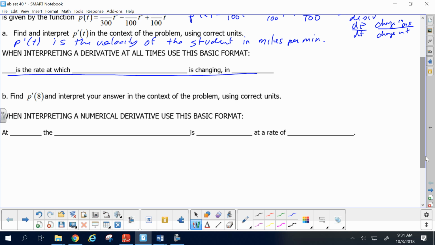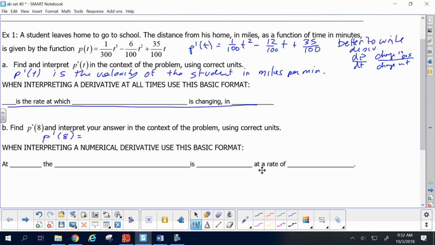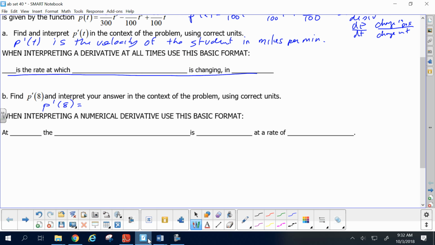Now this is asking you to interpret a derivative at a certain point in time. And it words a little differently. P prime at 8, interpret your results. First, calculate P prime at 8. Please get out your calculator, and you'll need it today. Calculate P prime at 8, 1/100th.